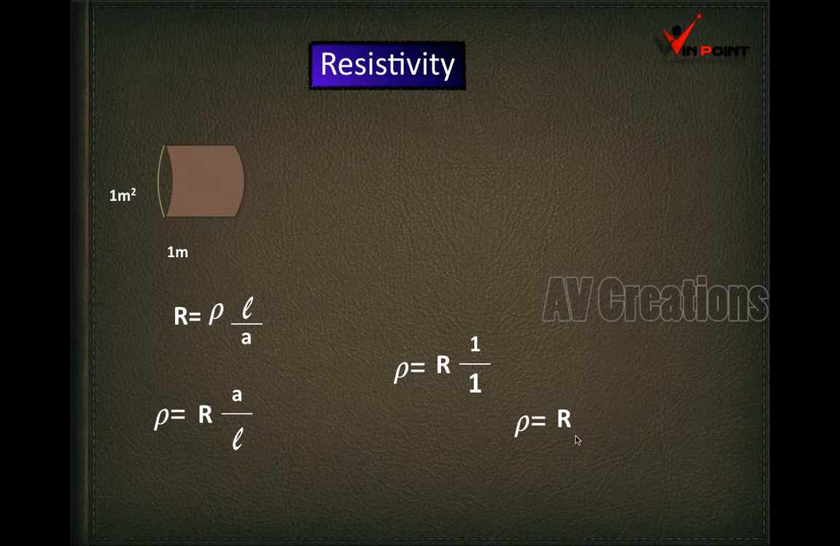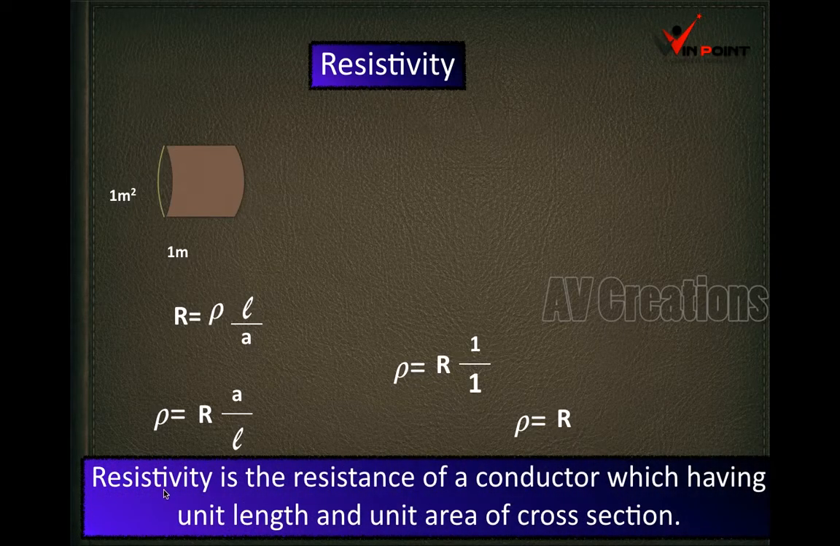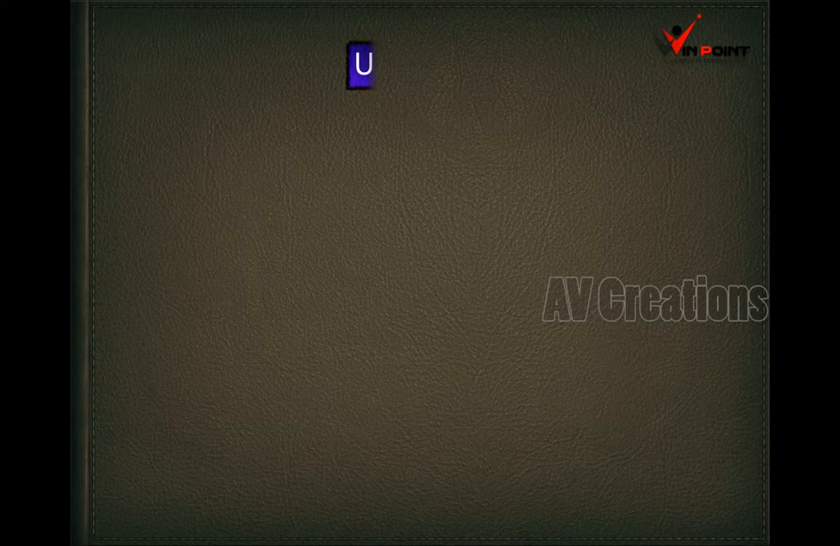The resistivity is the resistance if we are considering a conductor which is having unit length and unit area of cross section. Resistivity is the resistance of a conductor which is having unit length and unit area of cross section.